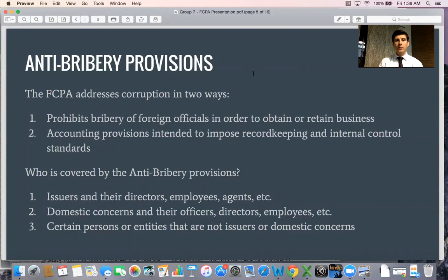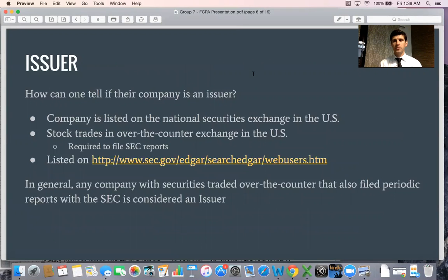The anti-bribery provision. The FCPA addresses corruption in two ways, as we mentioned. One, it prohibits bribery of foreign officials, and second, it creates accounting provisions for record keeping and internal control standards. Who's covered under the anti-bribery provision? We've got the issuers, the domestic concerns, and other persons who are neither of these two. We'll talk more about what an issuer and a domestic concern are. An issuer is basically any company that's publicly traded. If you have to file reports with the SEC, you're an issuer.